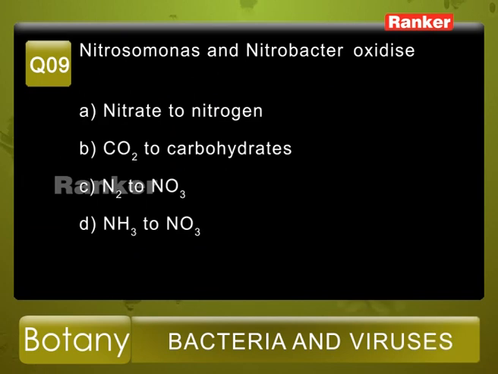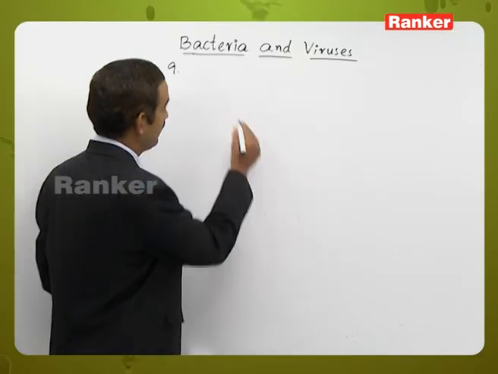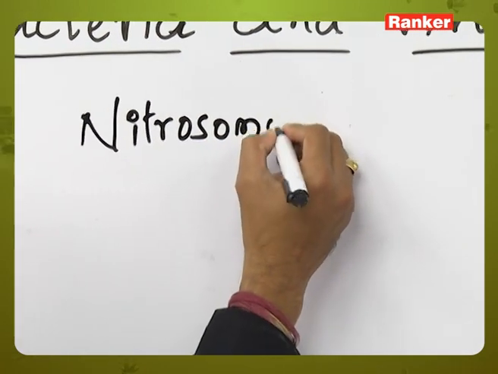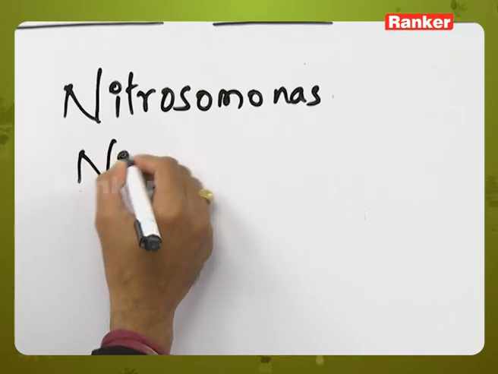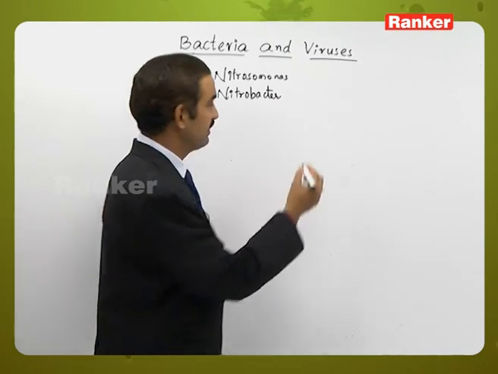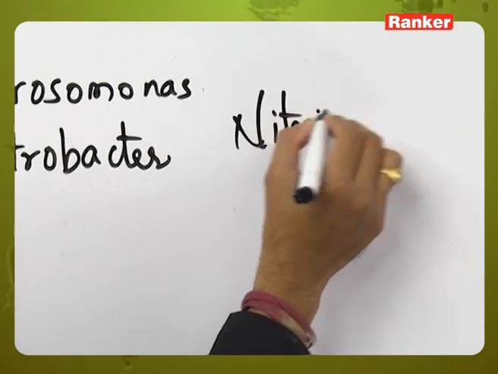Question number 9. Nitrosomonas and Nitrobacter oxidize. The given options are A, nitrate to nitrogen, B, carbon dioxide to carbohydrates, C, nitrogen, that is N2 to NO3, and D, ammonia to NO3, that is nitrate. So here the two bacteria that have been given, Nitrosomonas and Nitrobacter, are considered as nitrifying bacteria.